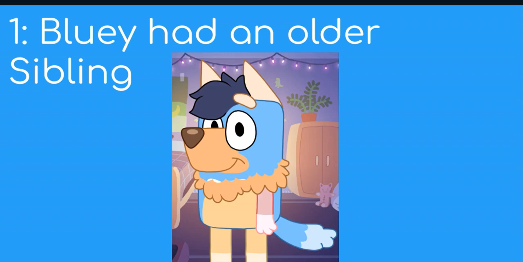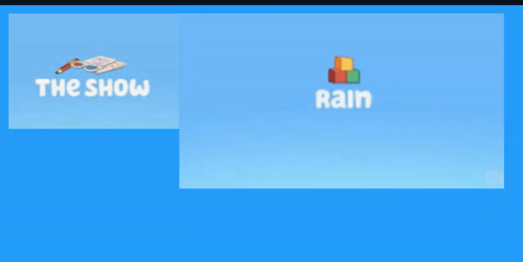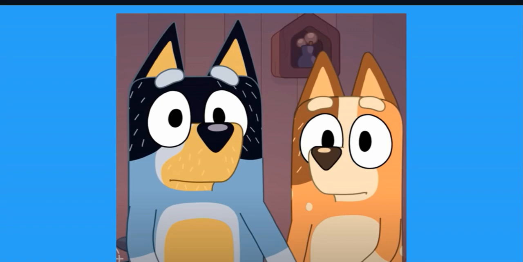Okay, number 1. Bluey had an older sibling. If you watch the show, we're going to recommend episodes that you watch. Or if you've watched every episode, like I have, or a bunch of people have, I guess, you can just keep going on with this video. So watch the episodes The Show and Rain.